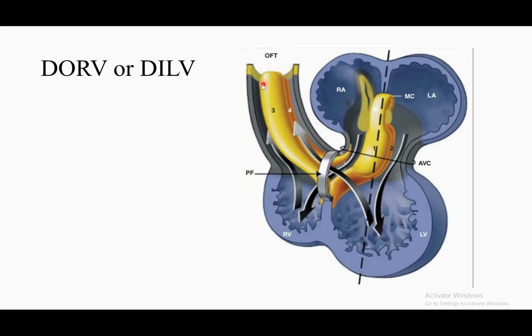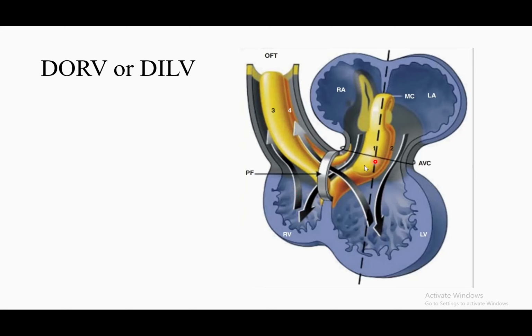in the embryo. Later, the AV canal is divided into mitral and tricuspid, and this part of the tube later forms the left ventricle, and this part of the tube later forms the right ventricle. So in the embryology, the precursor of the left ventricle receives the blood from the AV canal, and the precursor of the right ventricle delivers blood to the truncus.